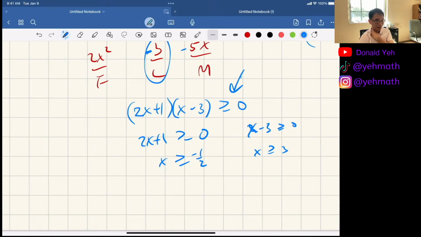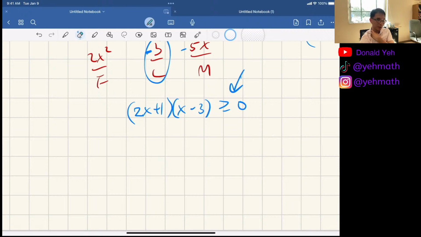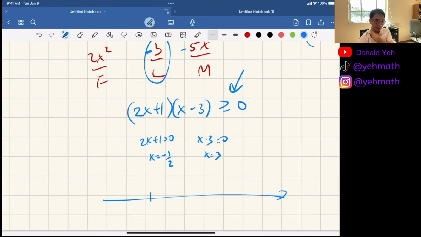This is wrong. This is the wrong answer. So I'm going to say I don't know which question. There's a question there that looks like a quadratic inequality. You're supposed to do something called a number line test. So it'll be 2x plus 1 equal to 0, x equal to -1/2, and x minus 3 equal to 0, x equal to 3. So now you're going to do a number line test.